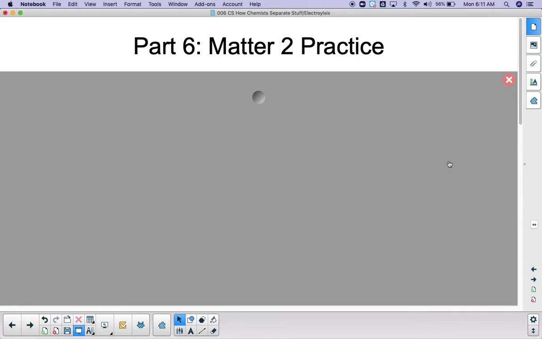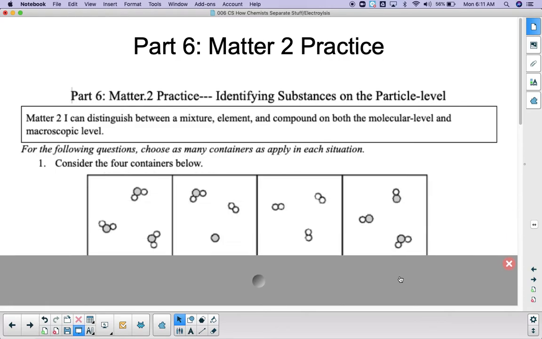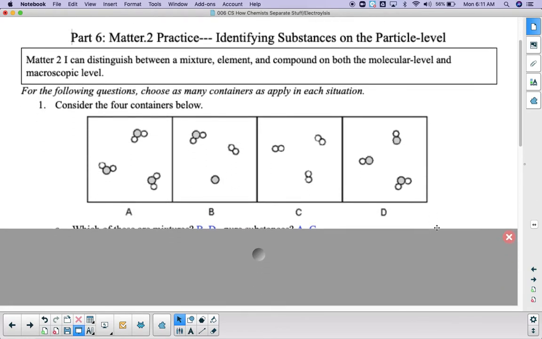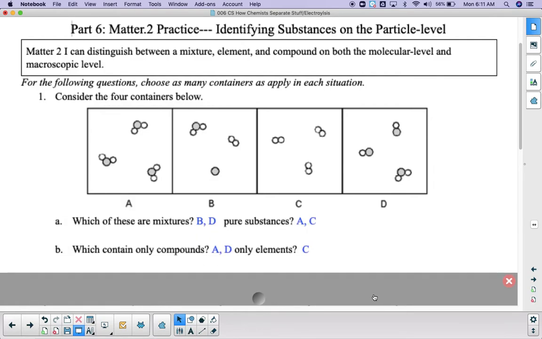Part 6 involved practicing with some of these ideas. I would encourage you to get out a different color so that you can make some corrections here to your work. So the 4 containers here in question number 1, we have to identify the mixtures and the pure substance. Remember that pure substances would be a box that contained only one variety of particle. So box A and C are the pure substances, while boxes B and D contain a couple of different types of particles, and so those would represent mixtures.